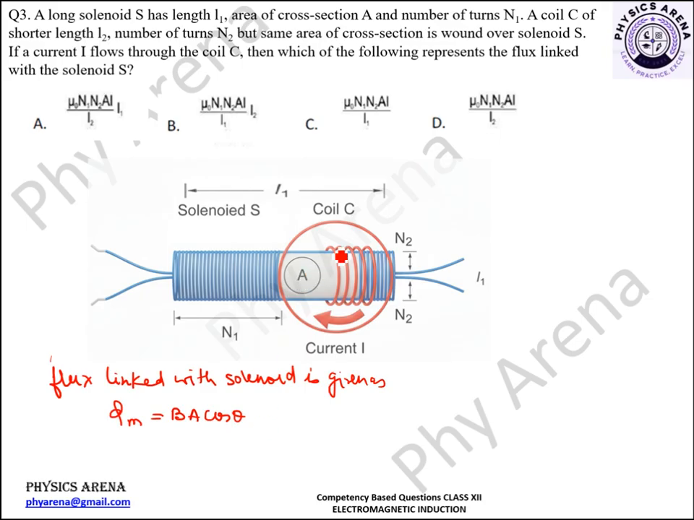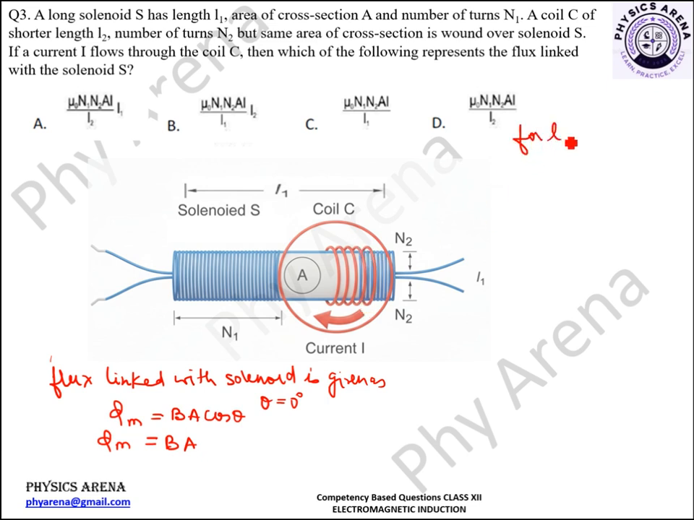And since this smaller coil is also acting as a solenoid, the field lines will be parallel to the area of cross-section. So theta will be 0 degree. So it will be BA. So this is the flux linked with the single turn. But we have to find the flux linked with the solenoid turns that are actually present in L2 length.